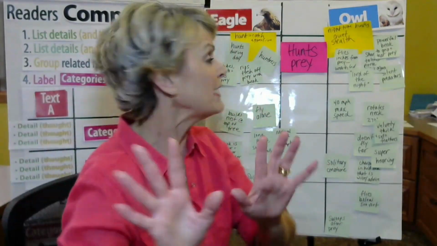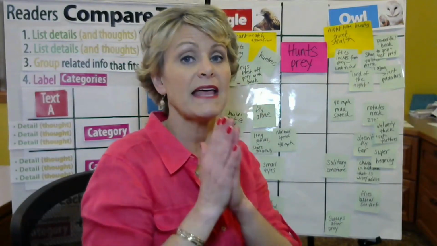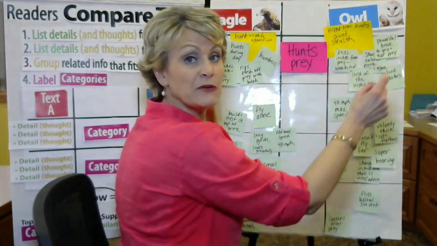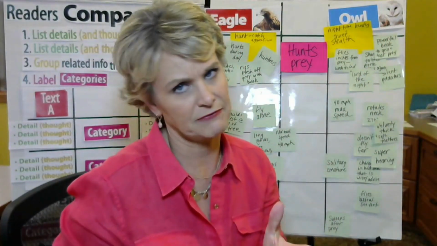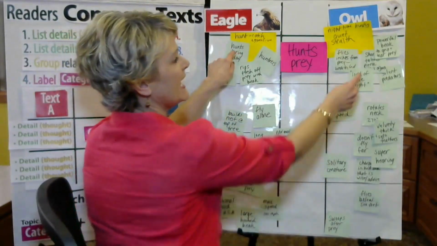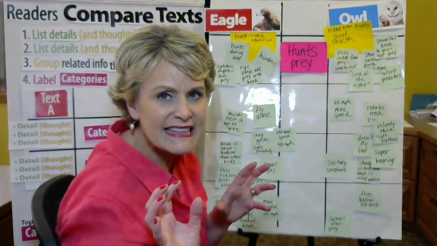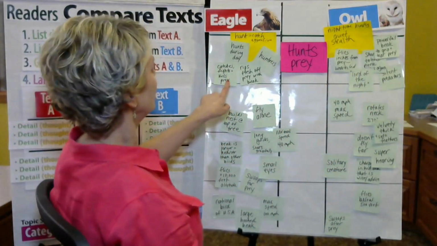Oh, wait. I want to check something. Remember what we learned in the previous lessons, that in order to have a category, you have to make sure that you have some similarities and some differences. So we know we have differences, right? We have hunt during the day, hunt at night. We know we're different, okay? But do we have anything that is similar? We got to make sure we have some similarities here.